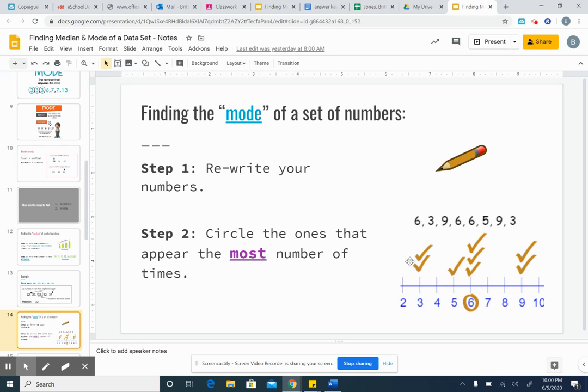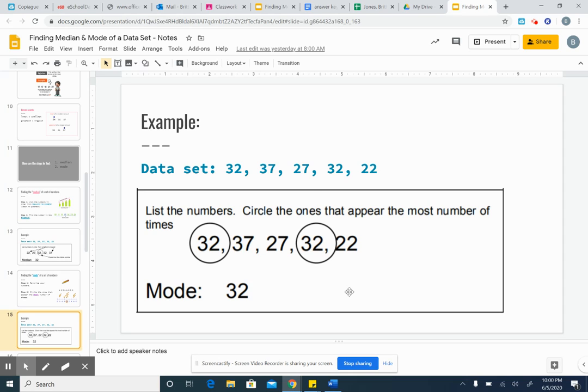So in this example here, a number line is actually used and check marks were used to check off how many times each number popped up. So like, let's look at the 6. 1, 2, 3. It showed up 3 times, so 3 check marks. You won't always see it this way. It's just one way to represent it. I simply like to draw circles. So here's your data set. The number 32 comes up twice. That is the number that comes up the most, so that is your mode. Remember, mode, most. Median, middle.